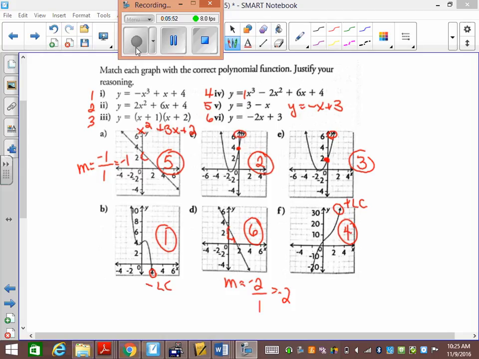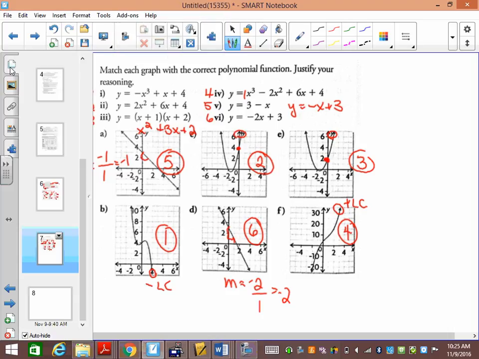We're going to flip past the next lesson because we'll come back to it in your notes. It's the x and y intercept lesson. We're going to flip past that one.